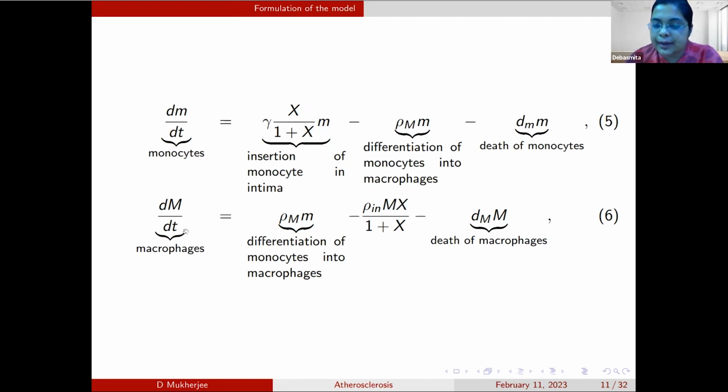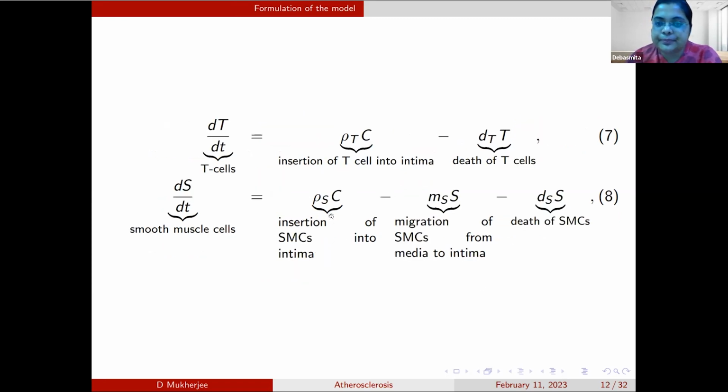Now, for the macrophages, this part becomes the source term because a lot of monocytes are getting together, and they are forming the macrophages inside the intima. And also macrophages are involved in the ingestion process, so there is a negative term here. And here I have death of macrophages.